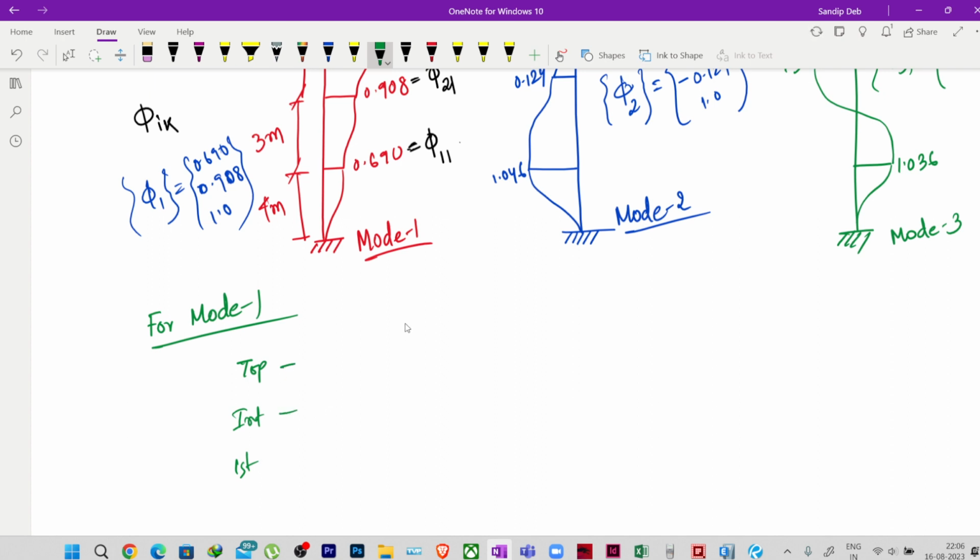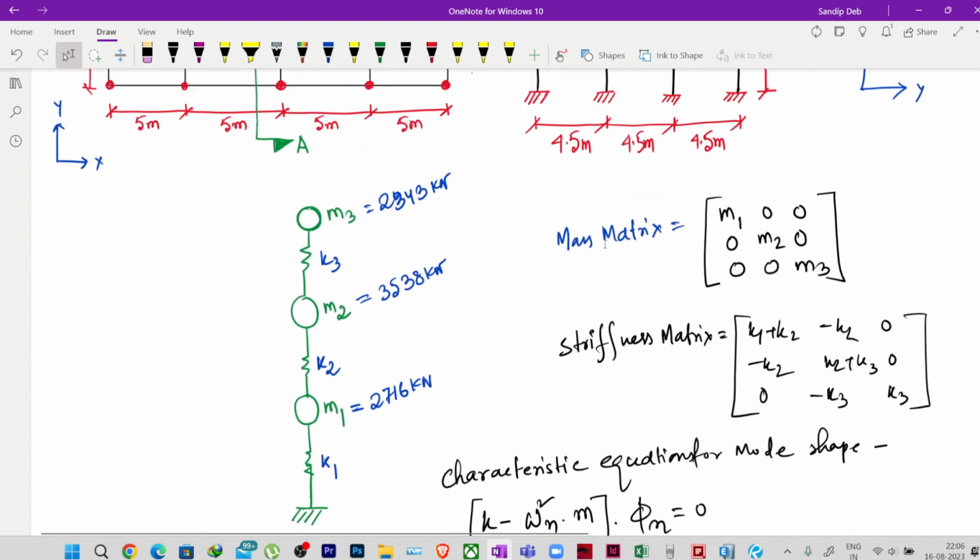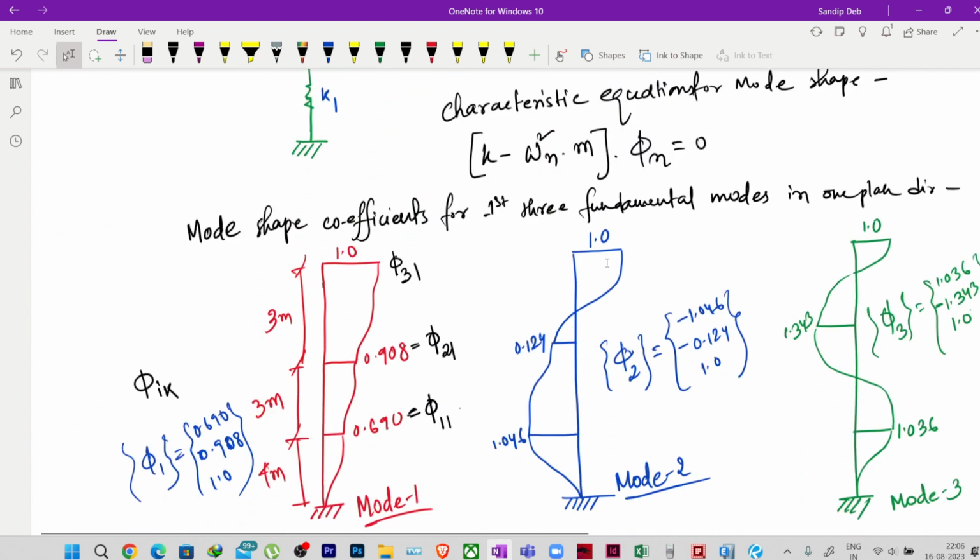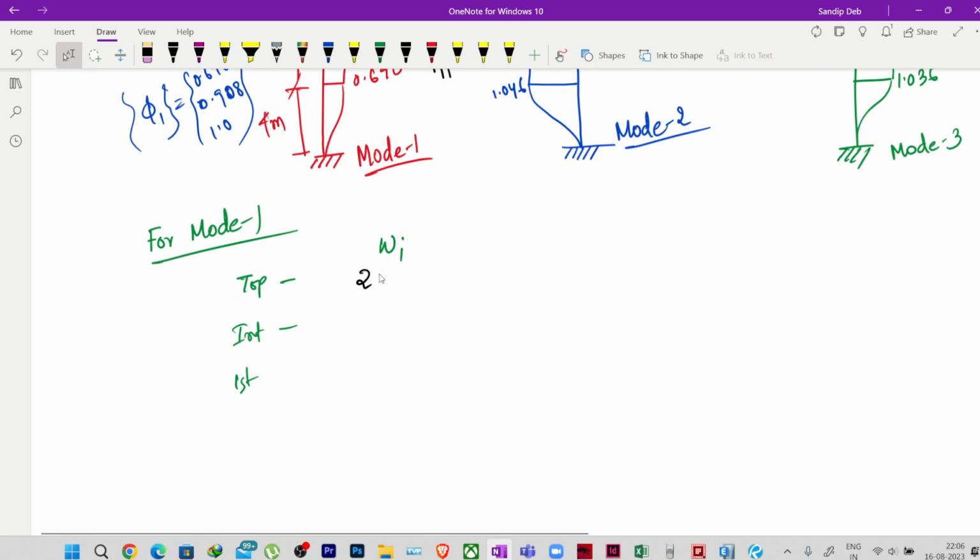Okay, so for the top floor, I will write Wi here. What is the value of Wi? I will just write it from here: 2343 kilonewton. For the intermediate floor, it is 3538 kilonewton. And for the first floor or the bottom floor, it is 2716. Remember, this is nothing but the story weight of the story. Okay, so now this is my Wi.